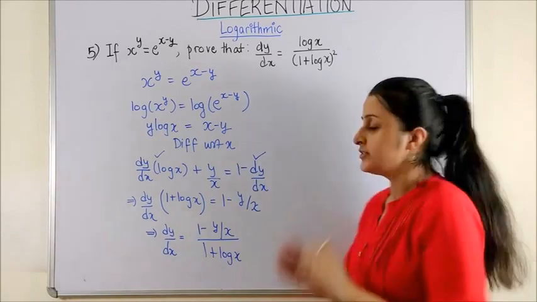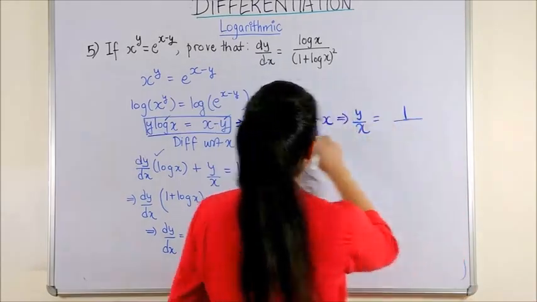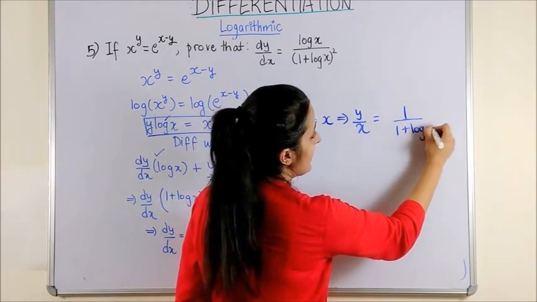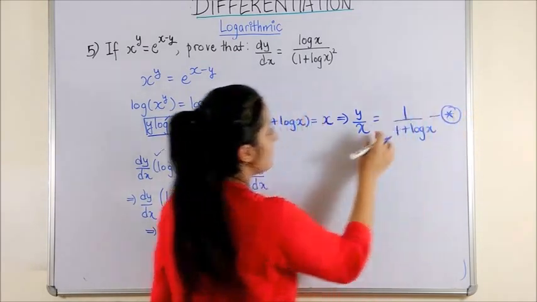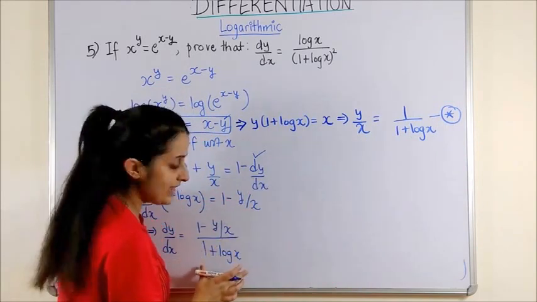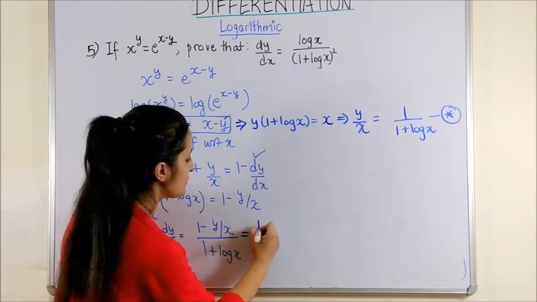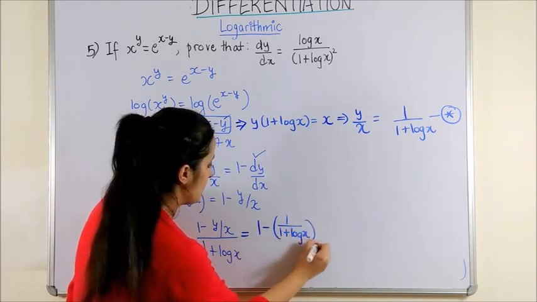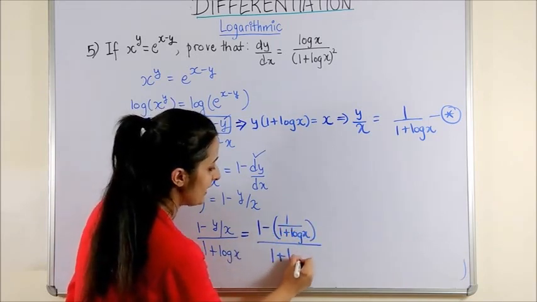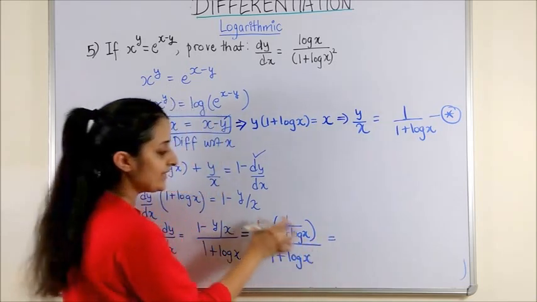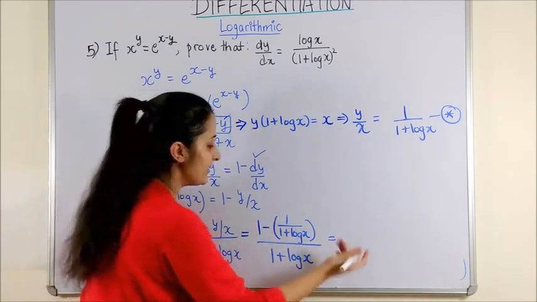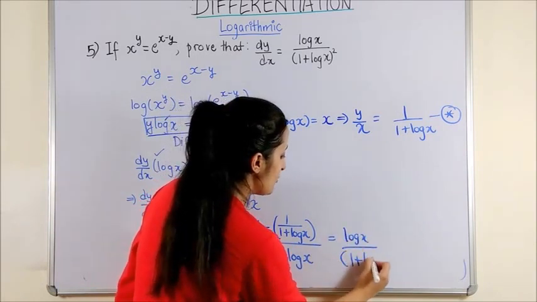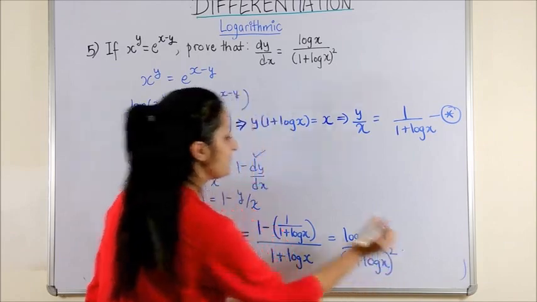which is not what we want. So what do we do? This means y by x would be 1 upon 1 plus log x, and we mark this as star. Now making use of this y by x in this equation, we get 1 minus 1 upon 1 plus log x upon 1 plus log x. On taking the LCM, we get our desired answer, which is log x upon 1 plus log x whole square.